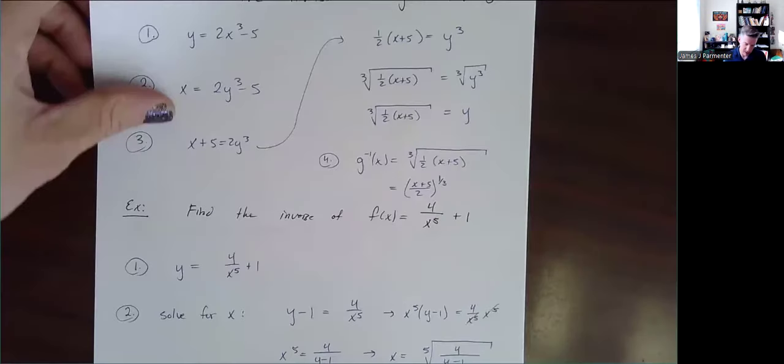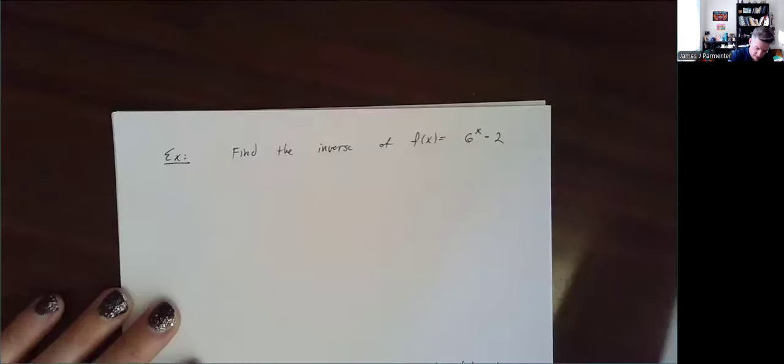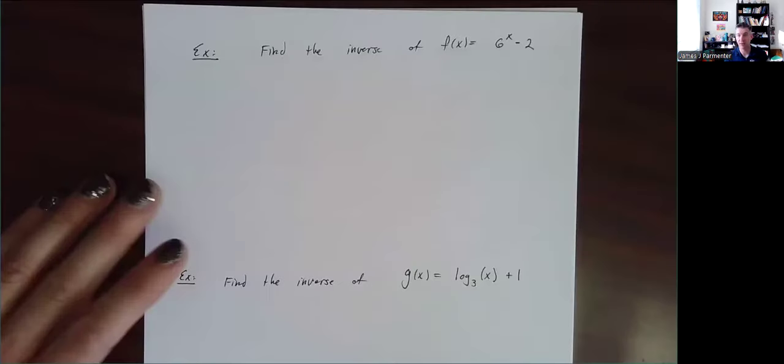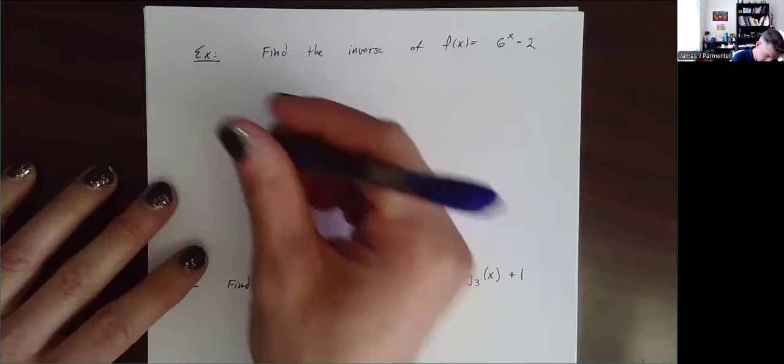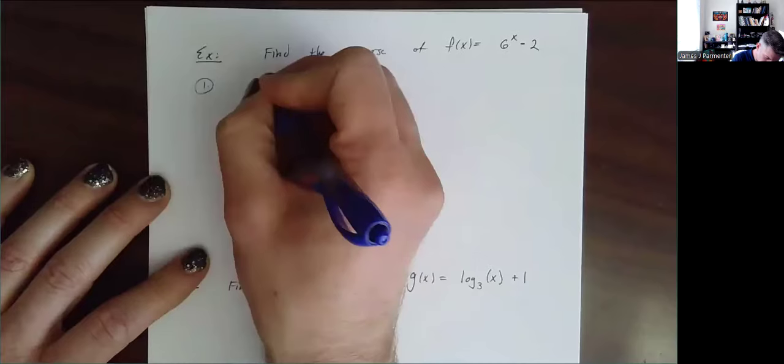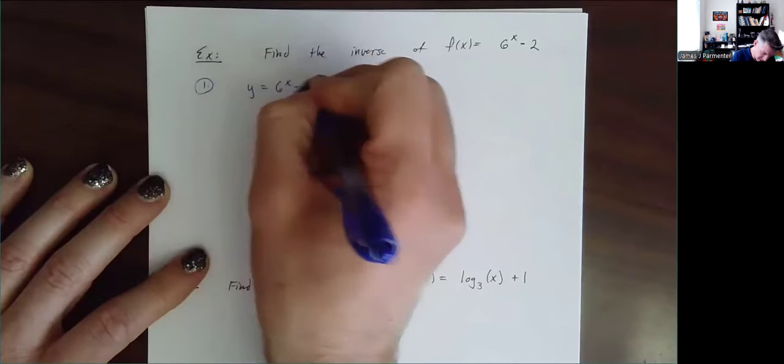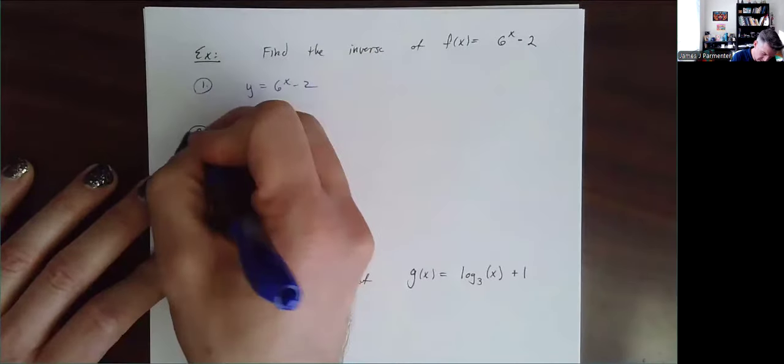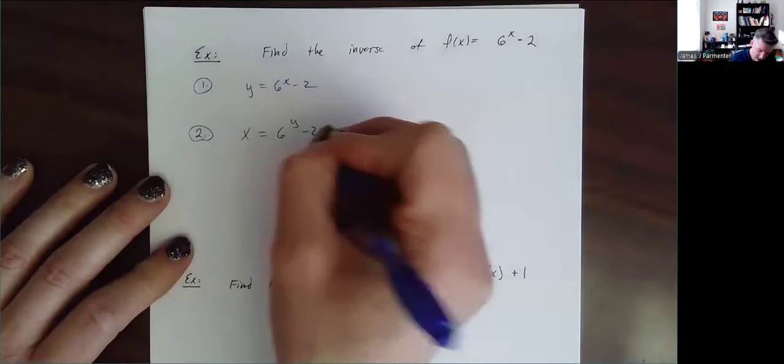Okay, let's look at some more examples. Find the inverse of f of x equals 6 to the x minus 2. So again, we're starting off by writing y equals 6 to the x minus 2. We're interchanging x and y. So we're writing x equals 6 to the y minus 2. And we have to solve for y.